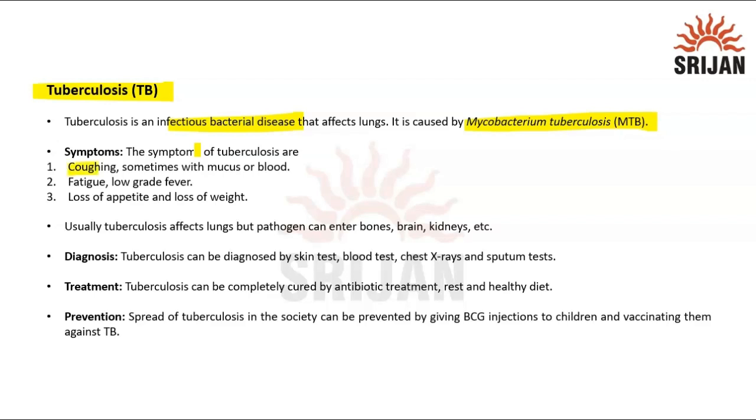Its symptoms are coughing, sometimes with mucus or sometimes with blood. The person might feel fatigue, and there is a low grade fever as well. There is a loss of appetite and loss of weight as well. Now, usually tuberculosis is an infection which affects the lungs, but this pathogen can also enter the bone, brain, and kidney. That is why this disease is very damage-causing, and that is why vaccination is needed for such diseases.